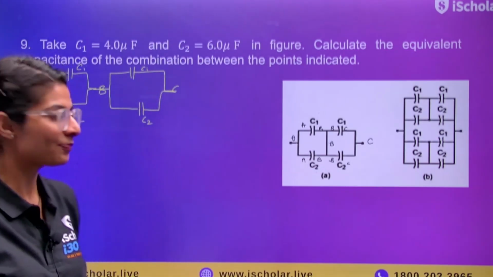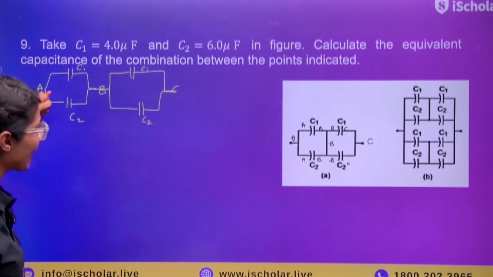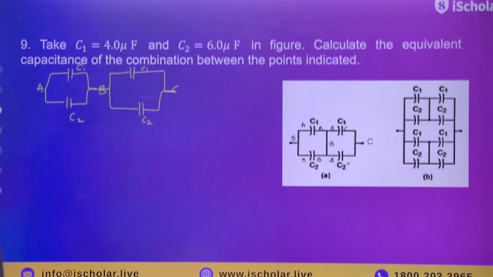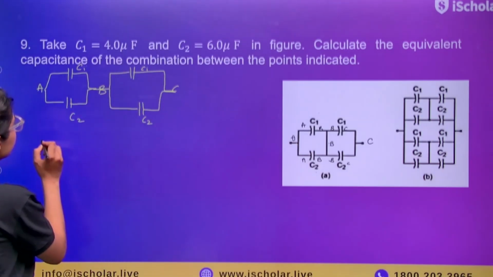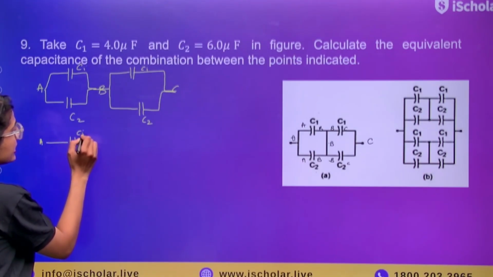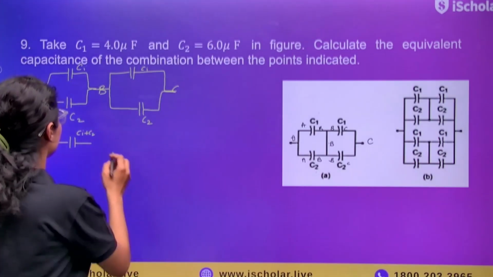Am I clear with this? So now it is very clear to us that these two are in parallel, and collectively they are in series. How can we solve this further? I'll write the capacitance between these two would be C1 plus C2. Since they are in parallel, I just added them.